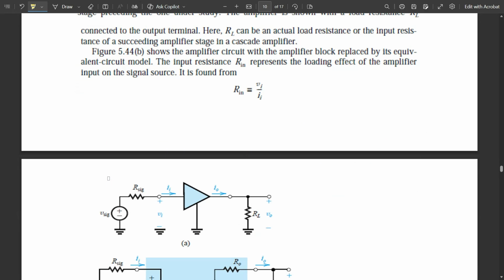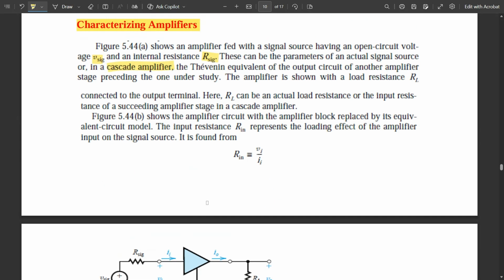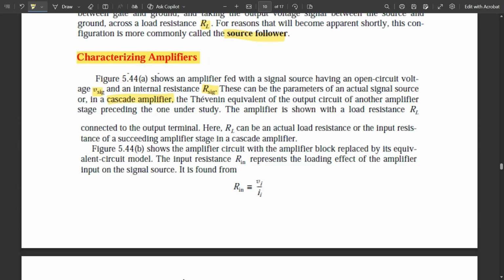This is the RL load resistance, which is kept here with respect to the output side of this amplifier circuit, and in the input side we have kept R signal, that is R suffix SIG, and the input voltage source V signal. With respect to the terminals of the amplifier, this is kept here, and the minus VEE, all the negative components, are grounded here. So I have shown that.